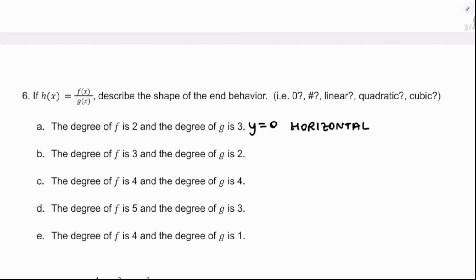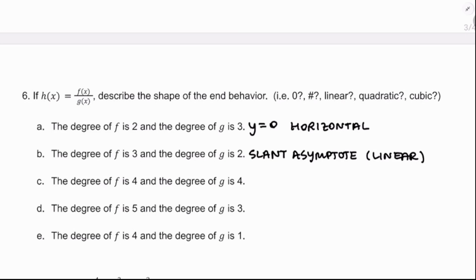Okay, the degree of f is 3 and the degree of g is 2. That's going to be where I'm bigger on top by 1, so that's going to be a slanted asymptote, or linear in behavior. Maybe I'll write linear. I don't know what exactly we're gearing up towards on the test. I'm not exactly recalling what this question is getting at.